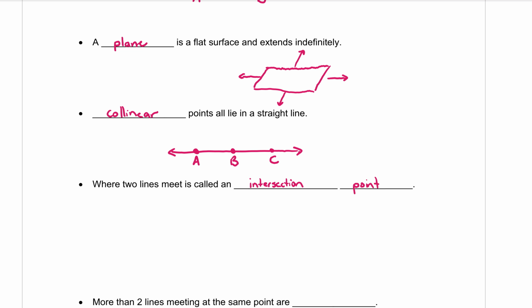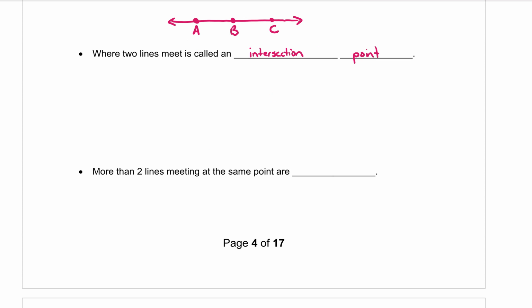Next point, where 2 lines meet is called an intersection point. Or sometimes we call it a point of intersection. So here is 2 lines. That spot in the middle where they intersect is an intersection point. Okay, and I could give it a label. I could call it P for the point where they intersect.